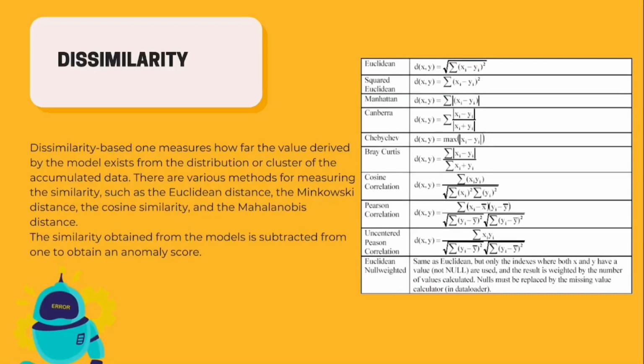Moving on to the dissimilarity based one, it measures how far the value derived by the model is from the distribution or cluster of the accumulated data. We use various methods like Manhattan distance, Euclidean distance, Chebyshev distance, and cosine correlation to measure the dissimilarity between the data. The similarity obtained from the model is subtracted from one to obtain the anomaly score.